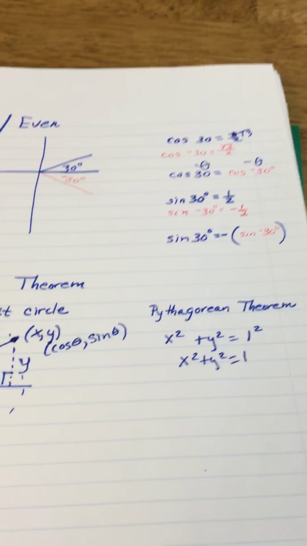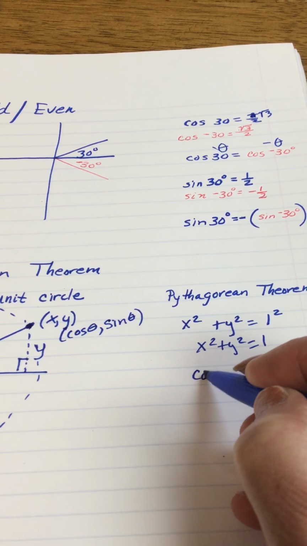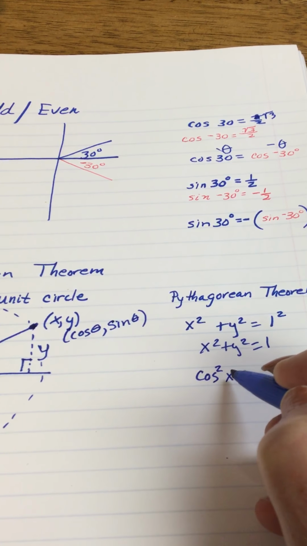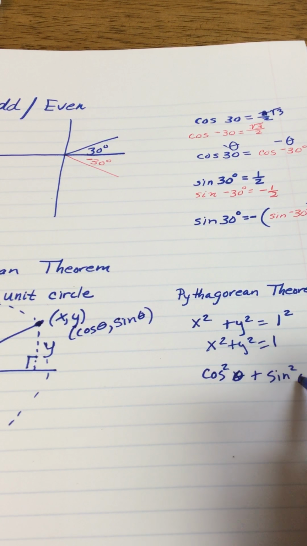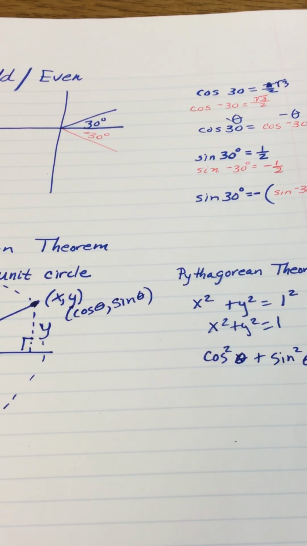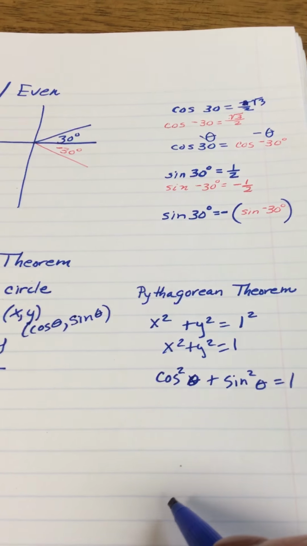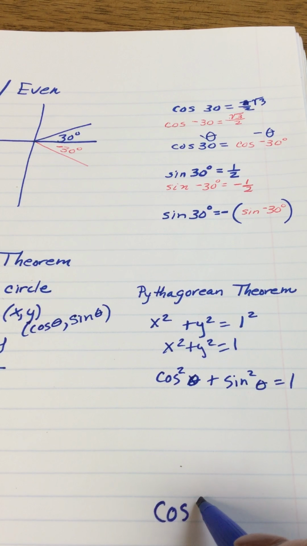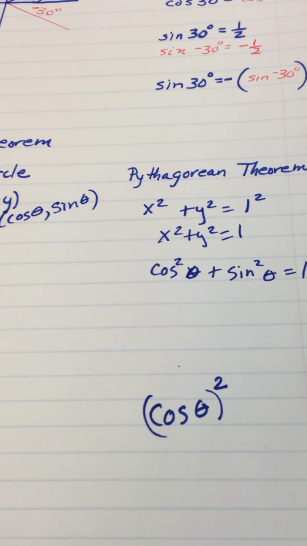So let's replace algebra with trigonometry. That means cosine squared theta plus sine squared theta equals 1. Now, this may be kind of a funky notation to you, so please pay attention. Instead of writing it like this, that's what we're trying to do. We're trying to square theta.